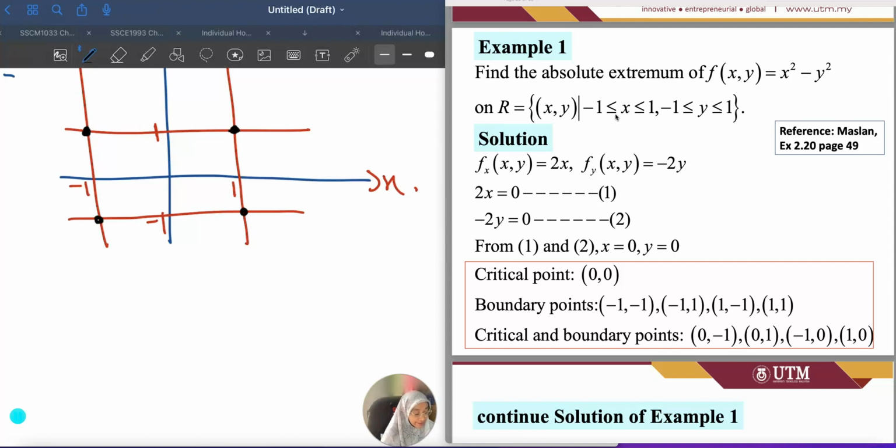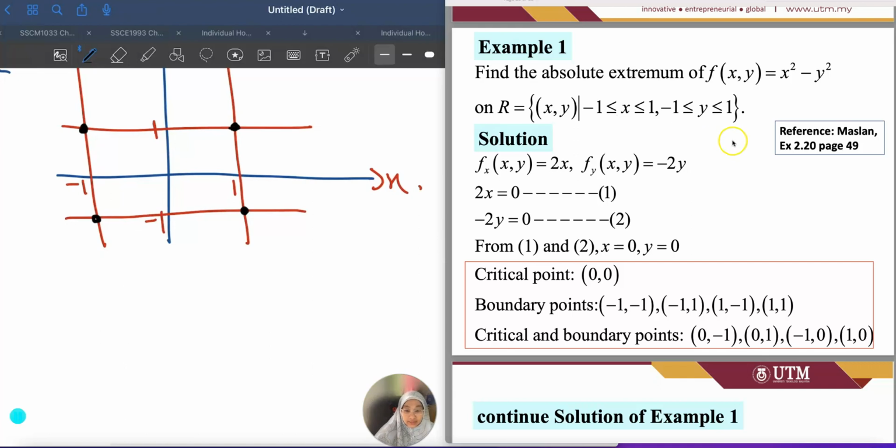As you can see here, first you need to find the critical point for the given function. The process is the same as the local extrema that you did before this. Then the boundary points. The points here are -1, -1; -1, 1; 1, 1; and 1, -1. So those are the boundary points.